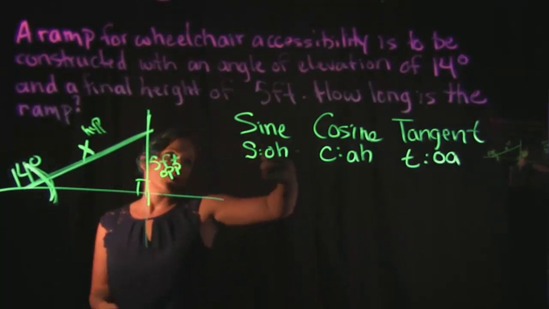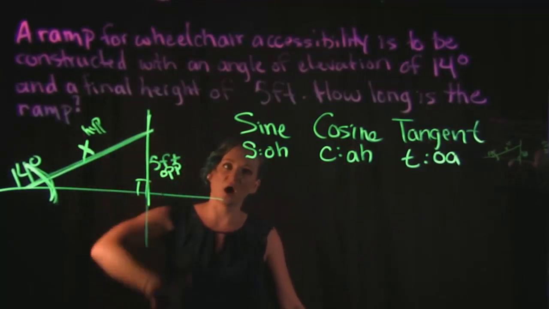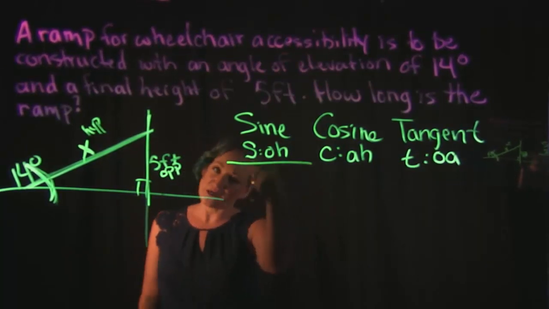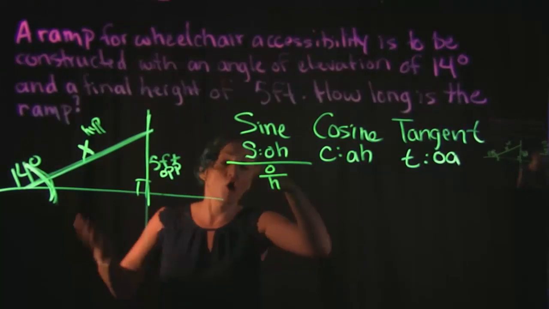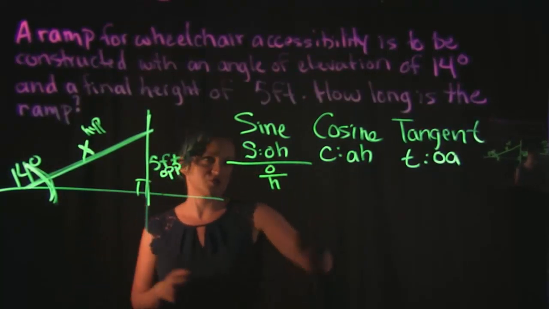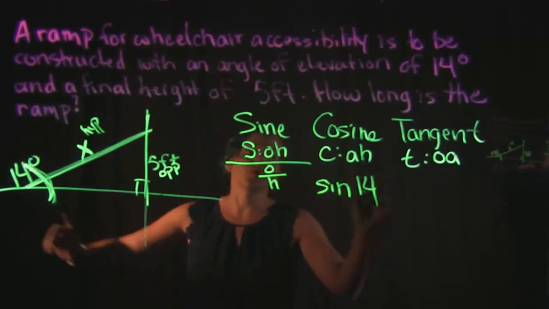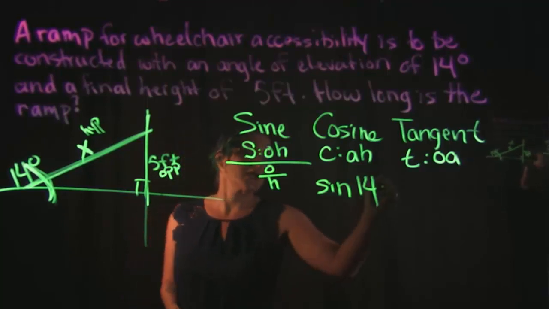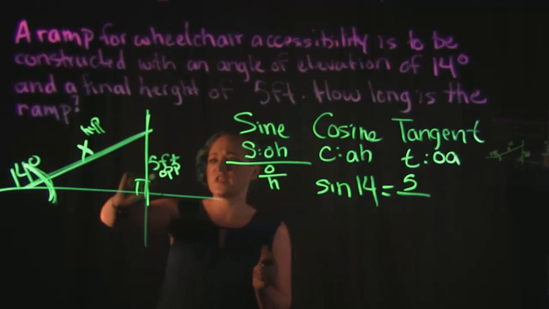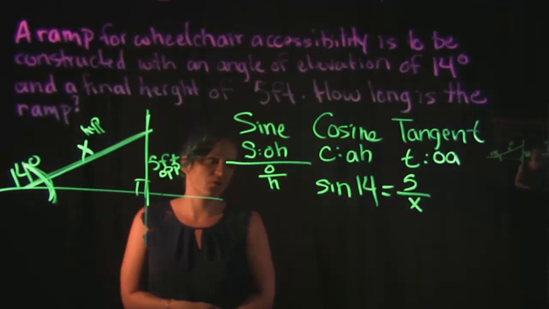So we need one of these trig functions, the one that deals with opposite and hypotenuse. The one that is opposite over hypotenuse is sine, right? Sine is equal to opposite over hypotenuse. So that's what we're going to use in order to solve this problem. So we're going to take sine, and we are specifically doing sine of 14. And sine is equal to opposite over hypotenuse. Opposite is 5 feet, over hypotenuse, which is x, which is what we're solving for.